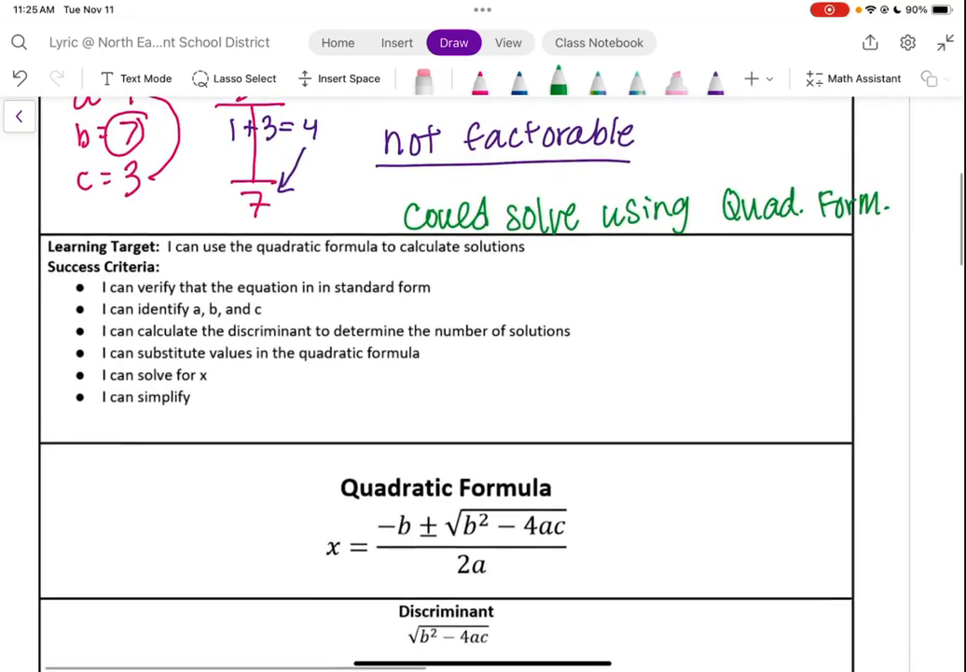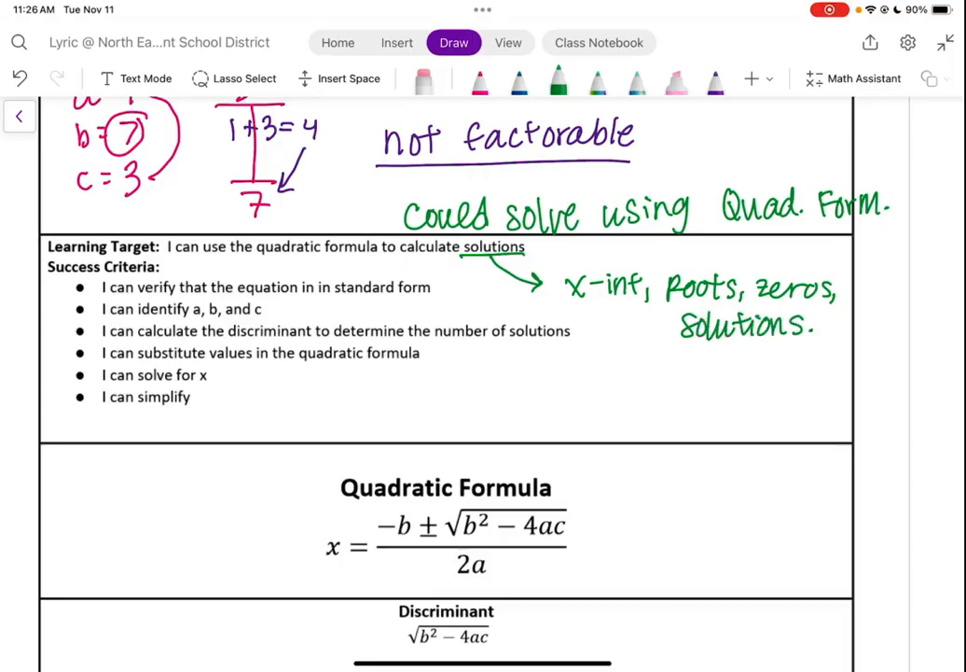All right, so our learning target is that you can use the quadratic formula to calculate solutions. When we're talking about solutions, we mean the x-intercepts, roots, zeros, and what's the other word? X-intercepts, roots, zeros, solutions, duh, solutions.